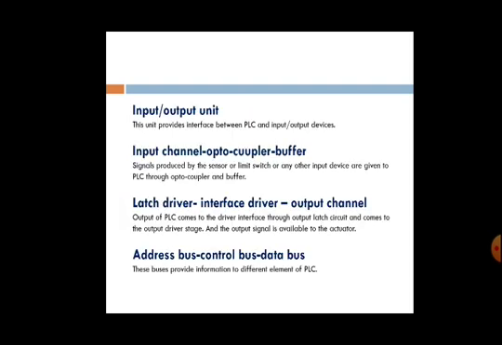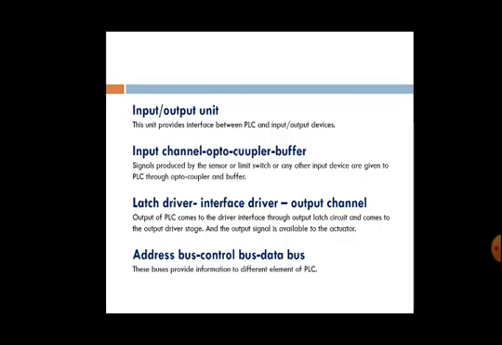Next point is the input output unit. This unit provides the interface between the PLC and input output devices. Next point is input channel, optocoupler, buffer. Signals produced by the sensor or limit switch or any other input devices are given to the PLC through the optocoupler and buffer.